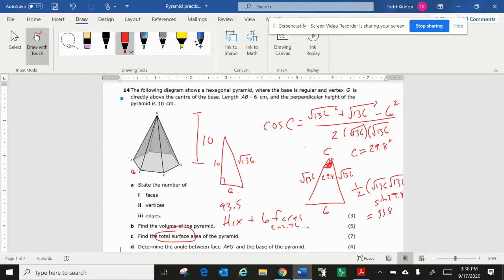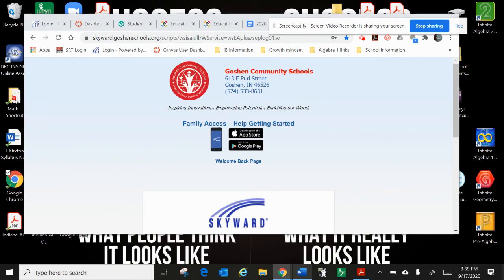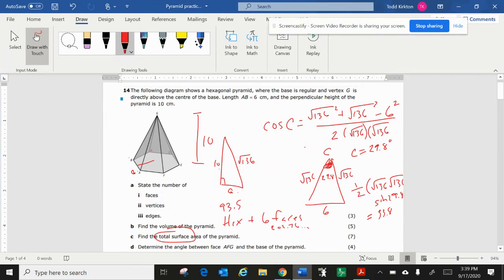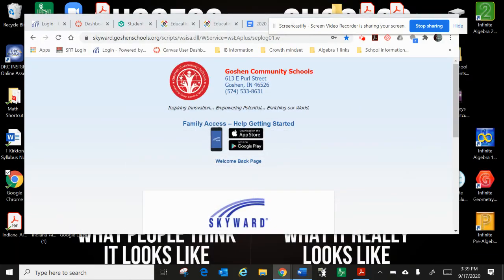And the last one here is also a little bit tricky. It says determine the angle between face AFG and the base. So AFG, which could be any face, and the base. So I'm going to draw it. I think it's easier to see it right there. So we're talking about this angle right there. It's hard to do this with the touch screen.